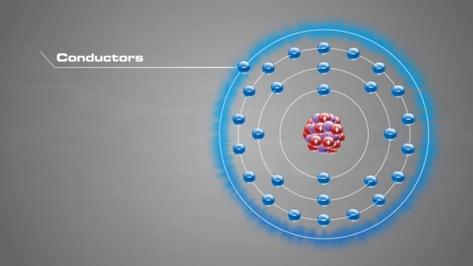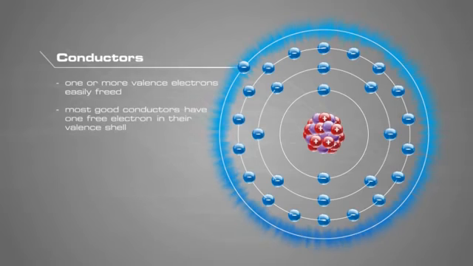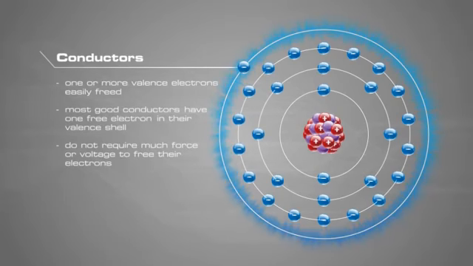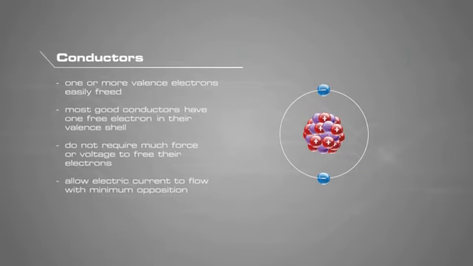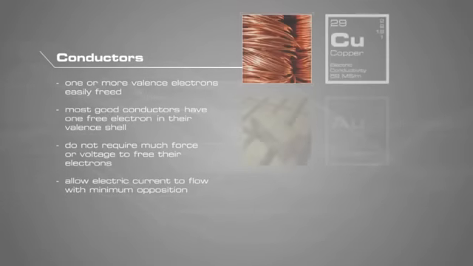It's the valence shell electrons of any element that are crucial for current flow. A material is an electrical conductor when one or more of its valence electrons can be easily freed. Most good conductors have one free electron in their valence shells. Good conductors do not require much force or voltage to free their electrons, thus propagating the flow of energy. The purpose of using conductors is to allow electric current to flow with minimum opposition or resistance.